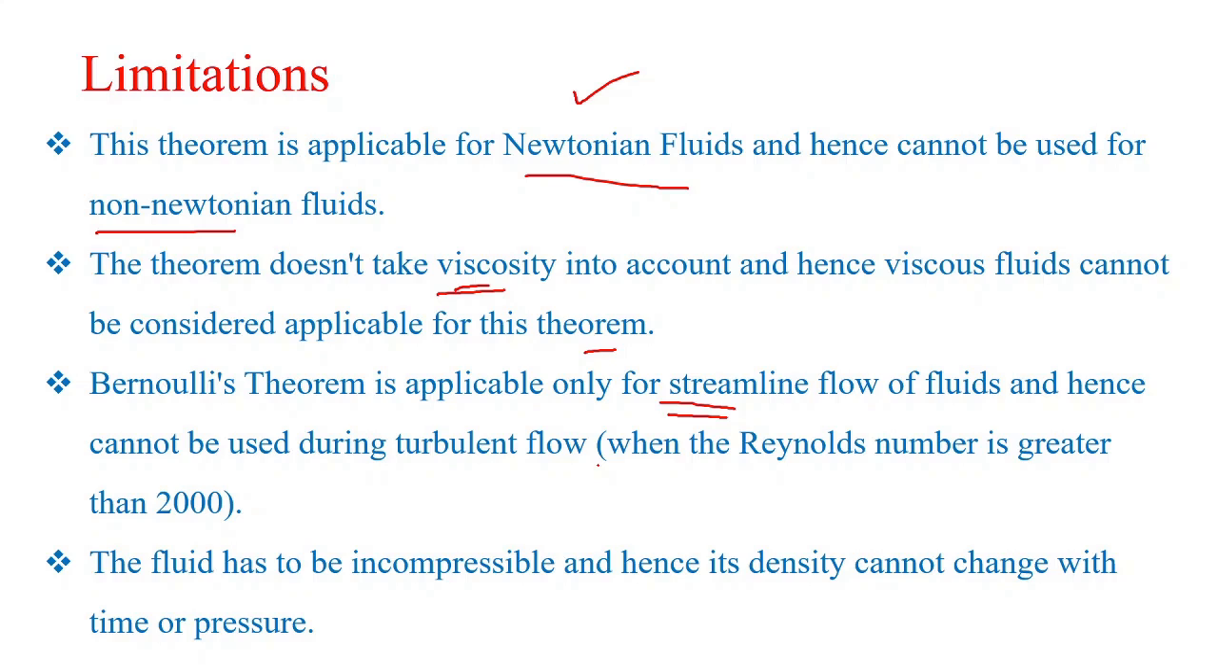To make Bernoulli's equation valid, the fluid has to be incompressible. Hence its density cannot change with time or pressure. So these are the limitations of Bernoulli's equation. Same as the assumptions. If you know the assumptions, you can write the limitations in your own words also. So this was about Bernoulli's equation from Euler's equation, for ideal fluid.